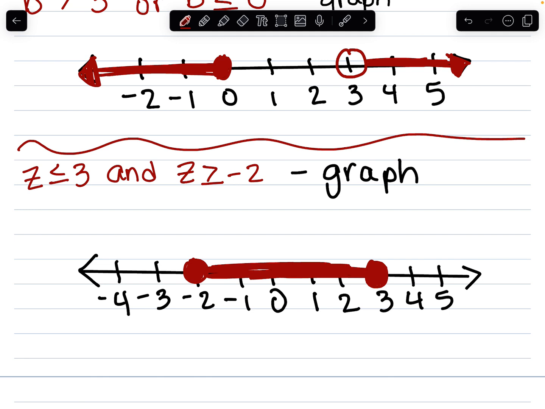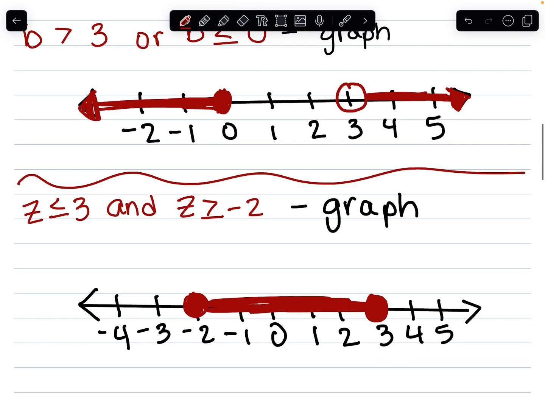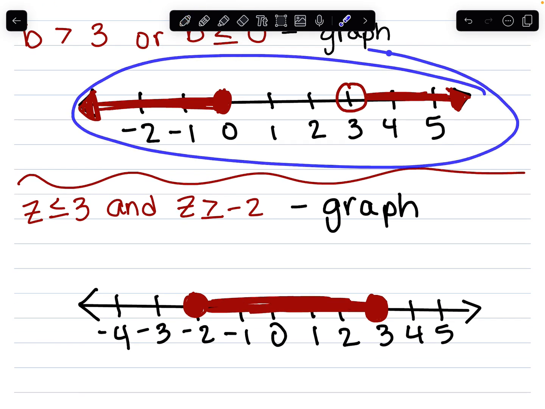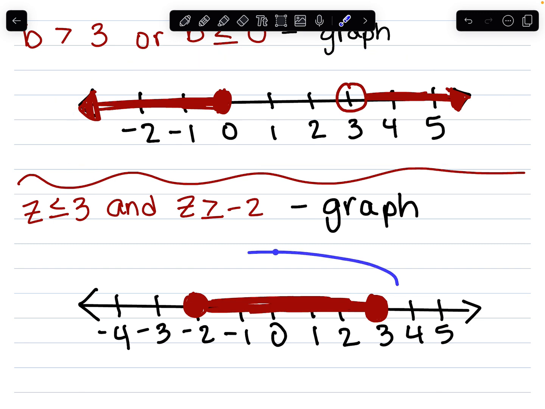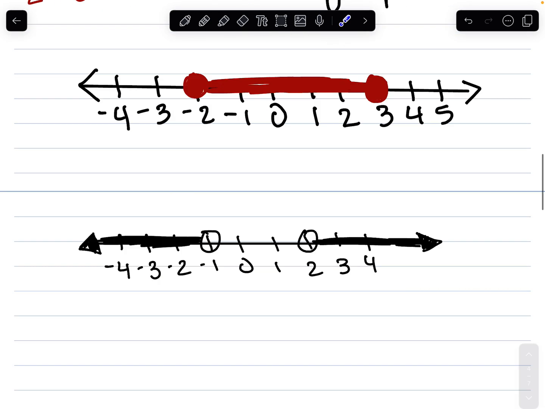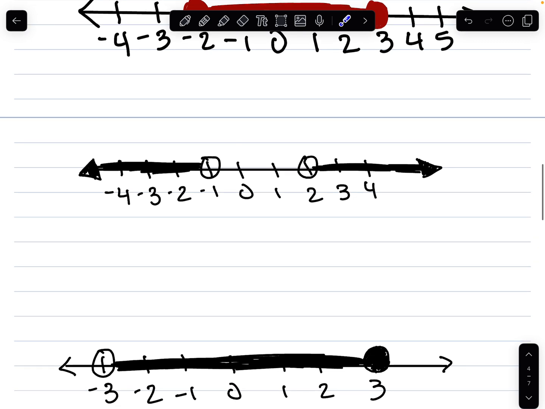Does everybody see the difference between and or? Typically, this is what a graph of an or statement looks like, and this is what an and statement looks like. Are they always going to be this way? No. There are some variations, and you're going to see those today. I'm going to try to show you some before we're done. But most of the time, that's what you're going to see. Okay, next one.